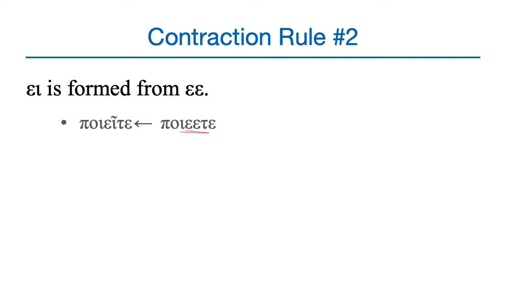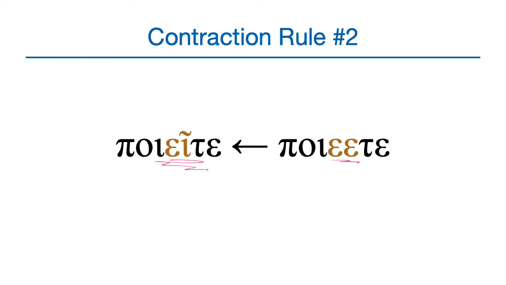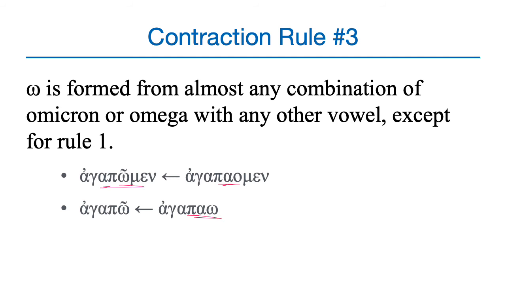Then you have a is formed from epsilon epsilon. Poiete comes from poi a plus connecting vowel epsilon plus second person plural ending te. So you have poiete, which is second person plural from poieo. Omega is formed from almost any other combination of omicron or omega with any other vowel except for rule number 1. So you have to go back and look at rule number 1.